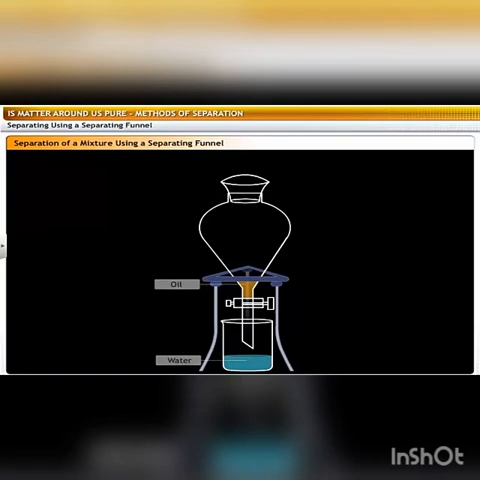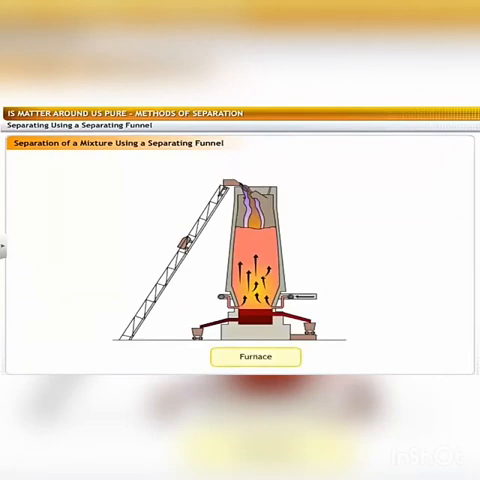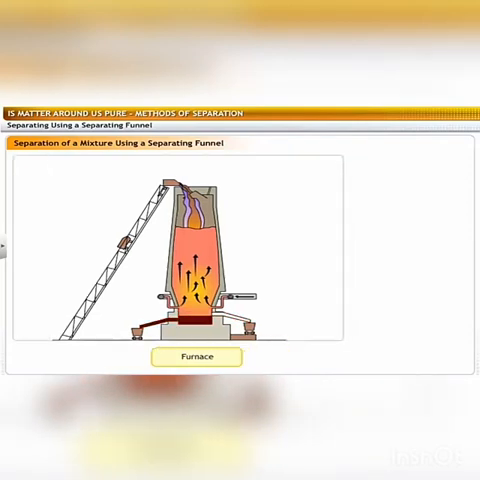In fact, the same method of separation is used to extract iron from its ore. The slag and molten iron form two distinct layers inside the furnace. The lighter layer of slag is removed from the top and the molten iron gets left behind.